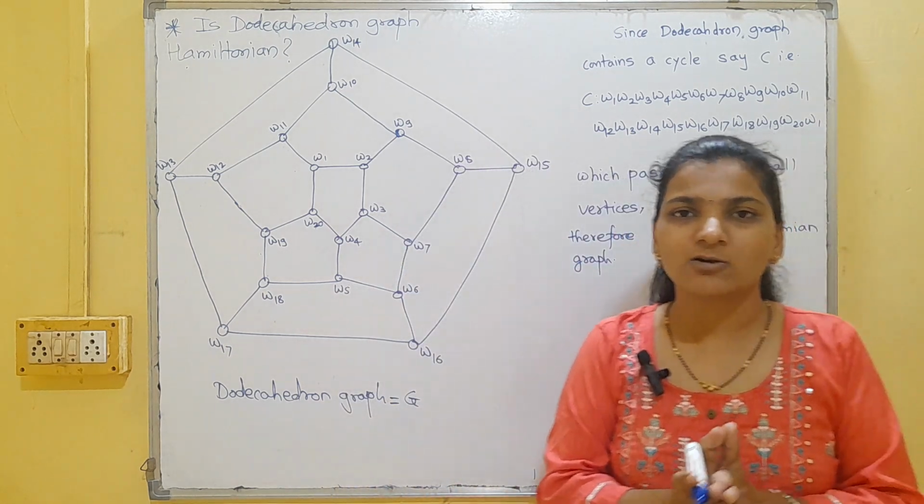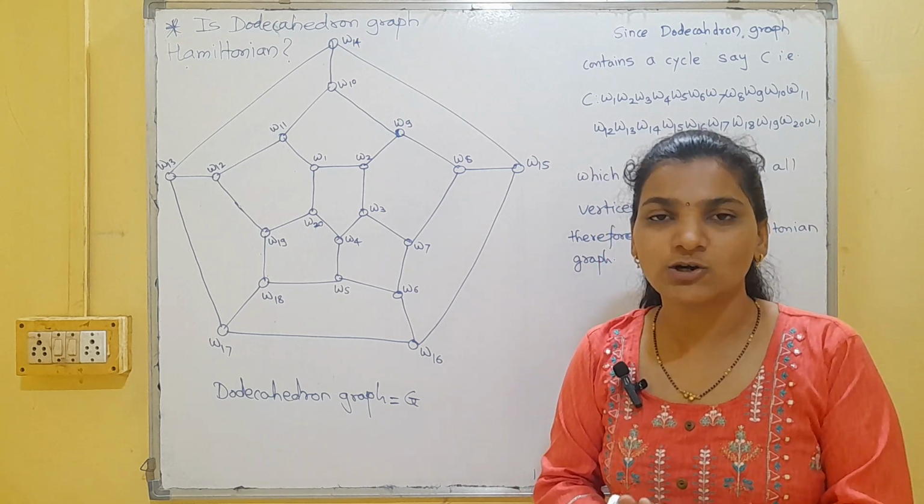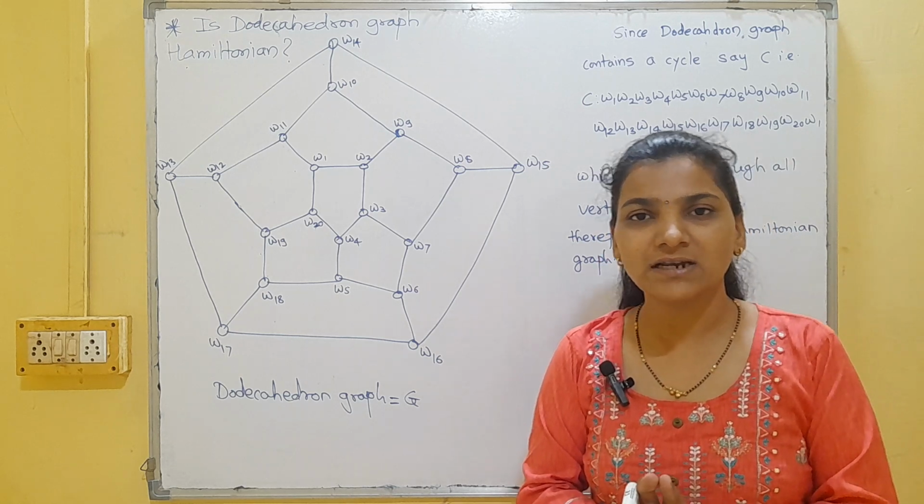So we have proved the dodecahedron graph is a Hamiltonian graph. Now take a screenshot of this. We will discuss another example in our next video.